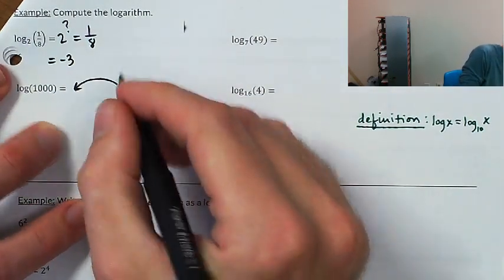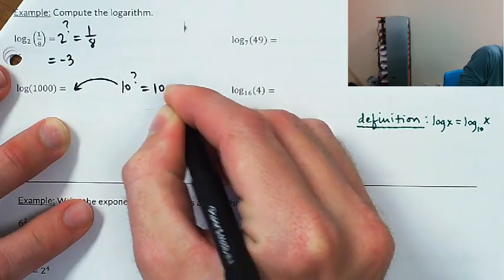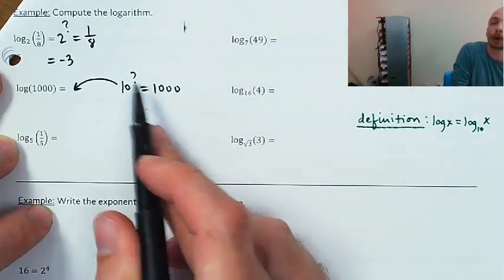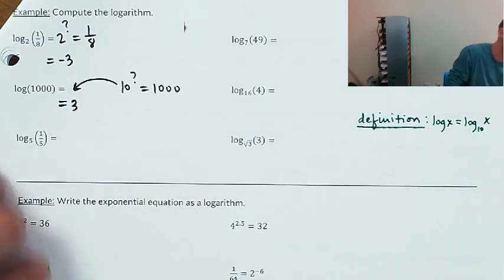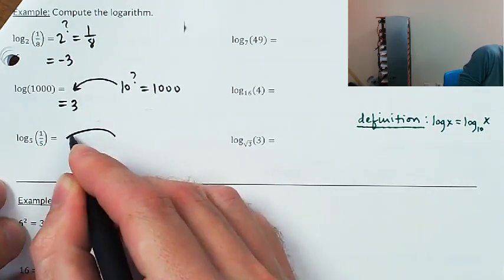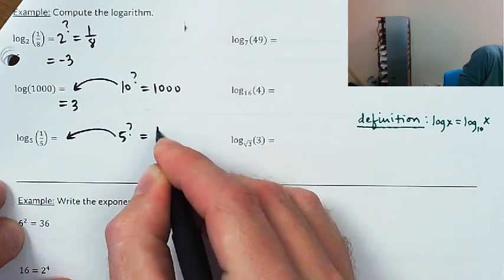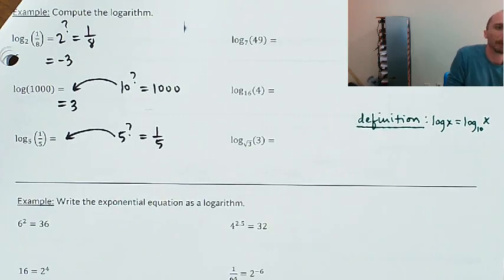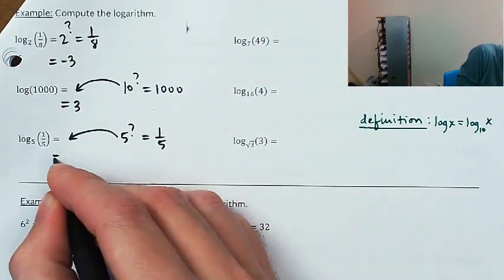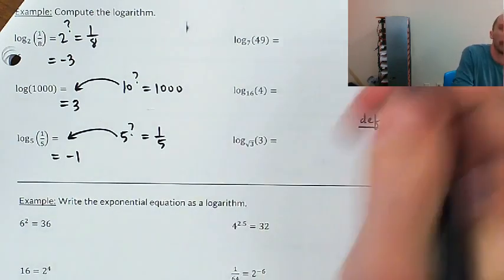Anyway, I'm saying 10 to what power equals 1,000? 10 to the third is equal to 1,000, so this log is going to equal 3. And then over here, I'm going to say 5 to what power equals 1/5? Oh, negative 1 exponent. Okay, so I say that's equal to negative 1. Okay. Log base 7 of 49.